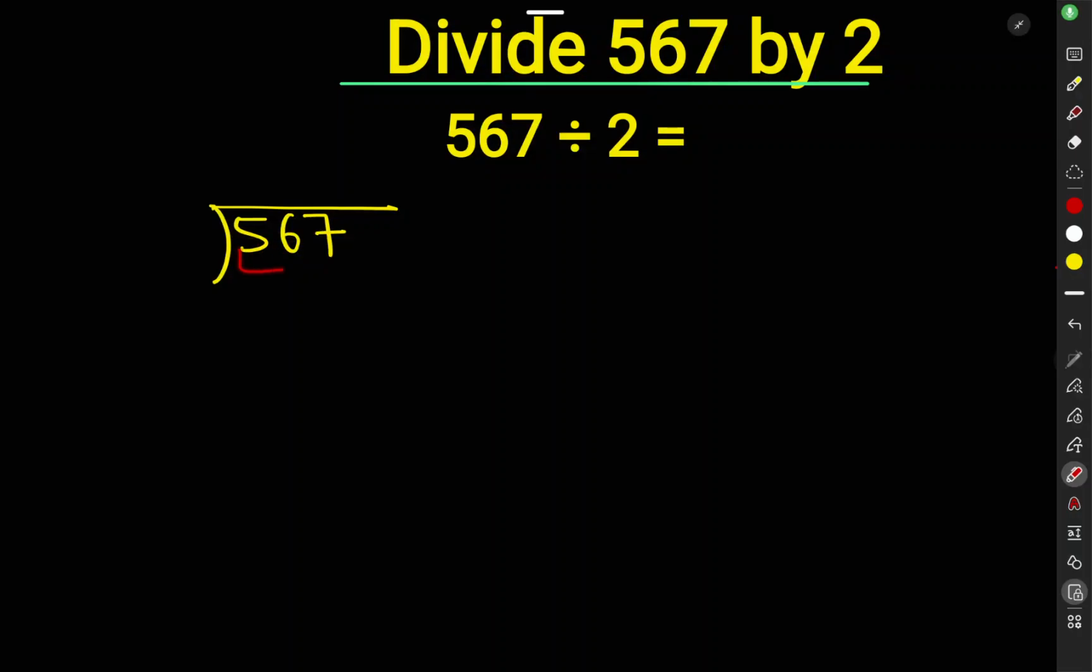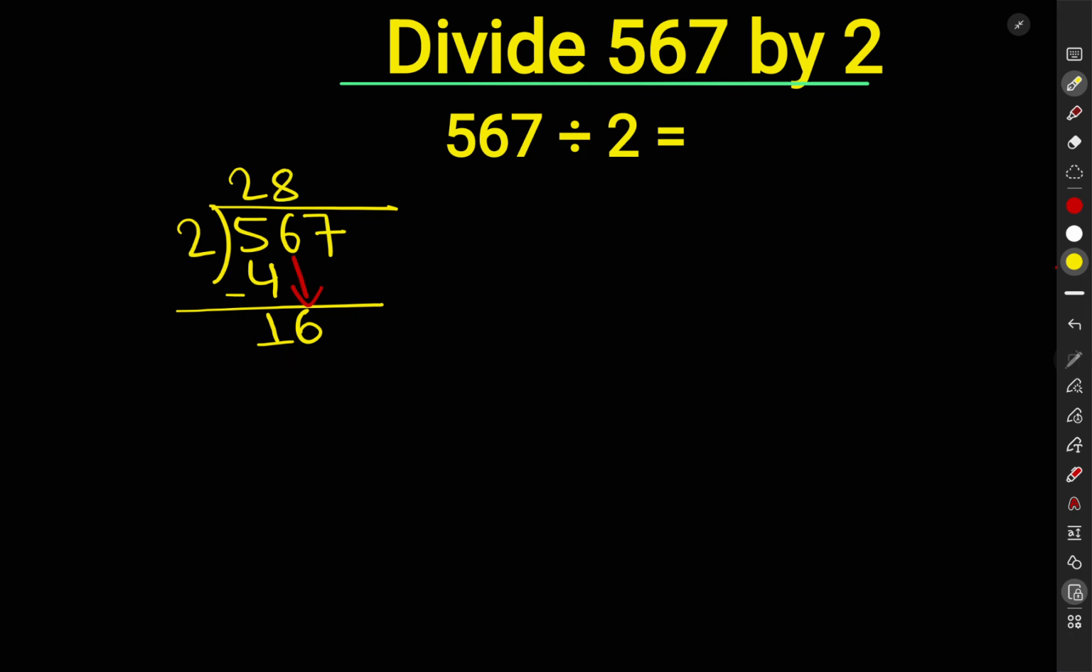Divide 567 by 2 in long division method. 2 times 2 is 4. On subtracting we get 1. So now we put down this 6 and it is 16.